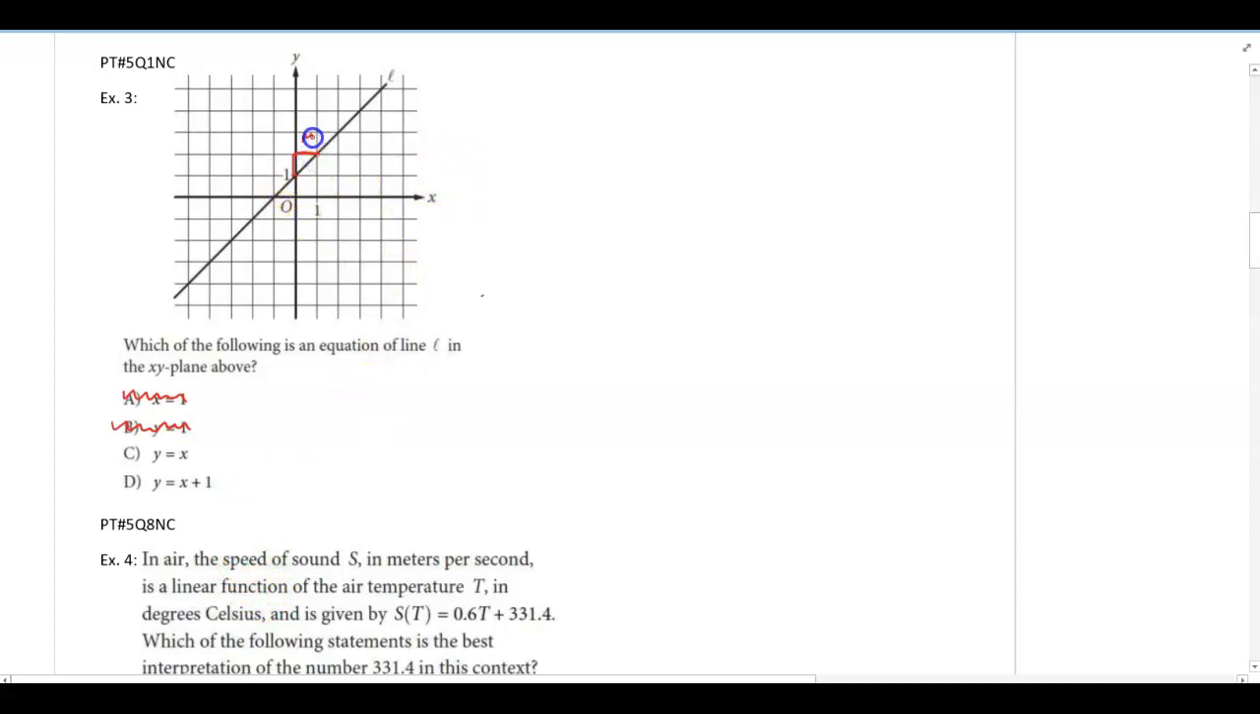So now the first thing I do is I find the slope. Rise over run, my slope is 1. So here, the slope is 1. Here, the slope is 1. Now I look at the y-intercept. Here, when I look, the y-intercept is at 0, 1. So when I write the equation, slope is 1x, and then my y-intercept is 1, so it would be plus 1, which is letter D.